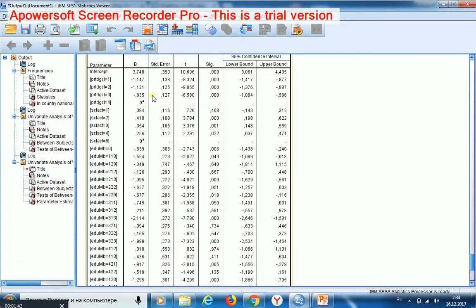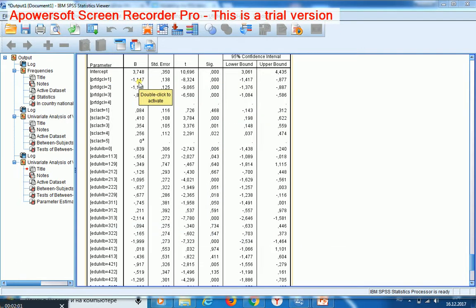And we may see that if a respondent feels close to some party, then his trust to the national election system is lower than respondents who aren't close to any party. It's an interesting result, because this category means people who aren't close to a party, and this category means people who are very close to any party.